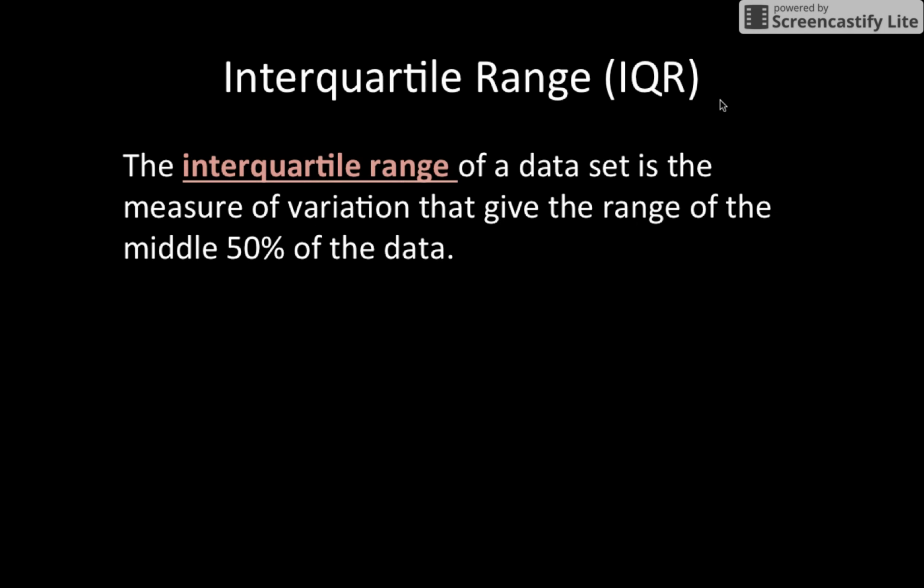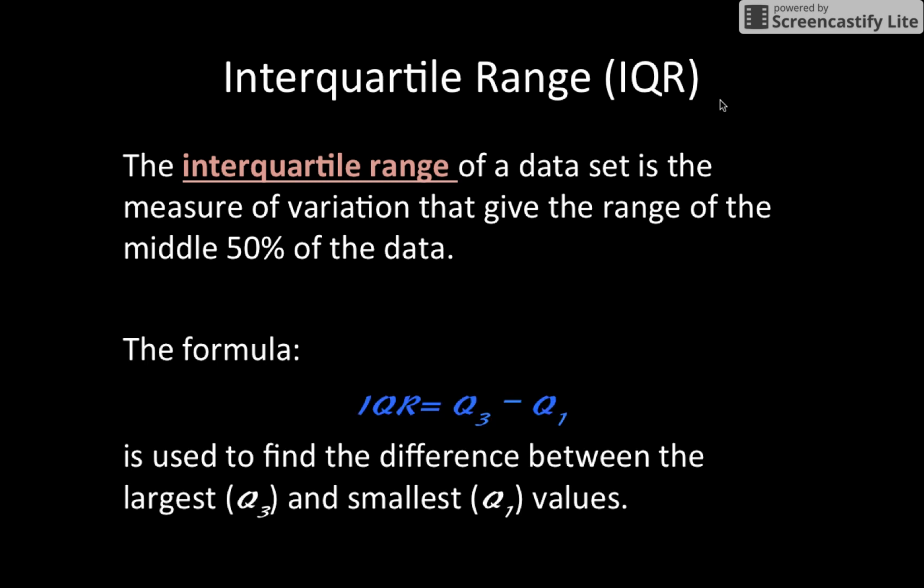The interquartile range of a data set is the measure of variation that gives the range of the middle 50% of the data. The formula is interquartile range equals quartile 3 minus quartile 1. It's basically the difference between the largest and smallest quartile values.